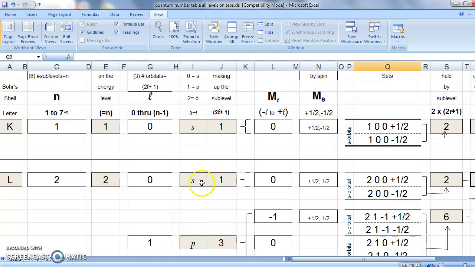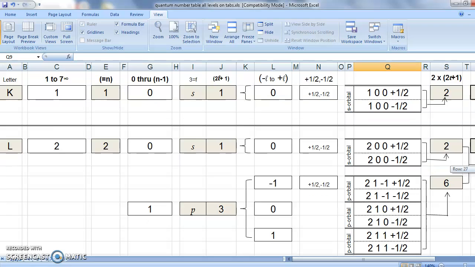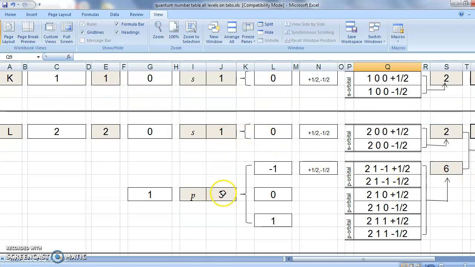How many orbitals make up the S? It's always 1. The s sublevel is always made up of one orbital. Why? 2 times the second number, which is 0. 2 times 0 is 0, plus 1 is 1. When the second number is a 1, I know there's 3 orbitals making it up. 2 times 1 is 2, plus 1 is 3. So on the second level, there are 4 orbitals, 1 s orbital and 3 p orbitals. There's 1 orbital making up the s, 3 making up the p.